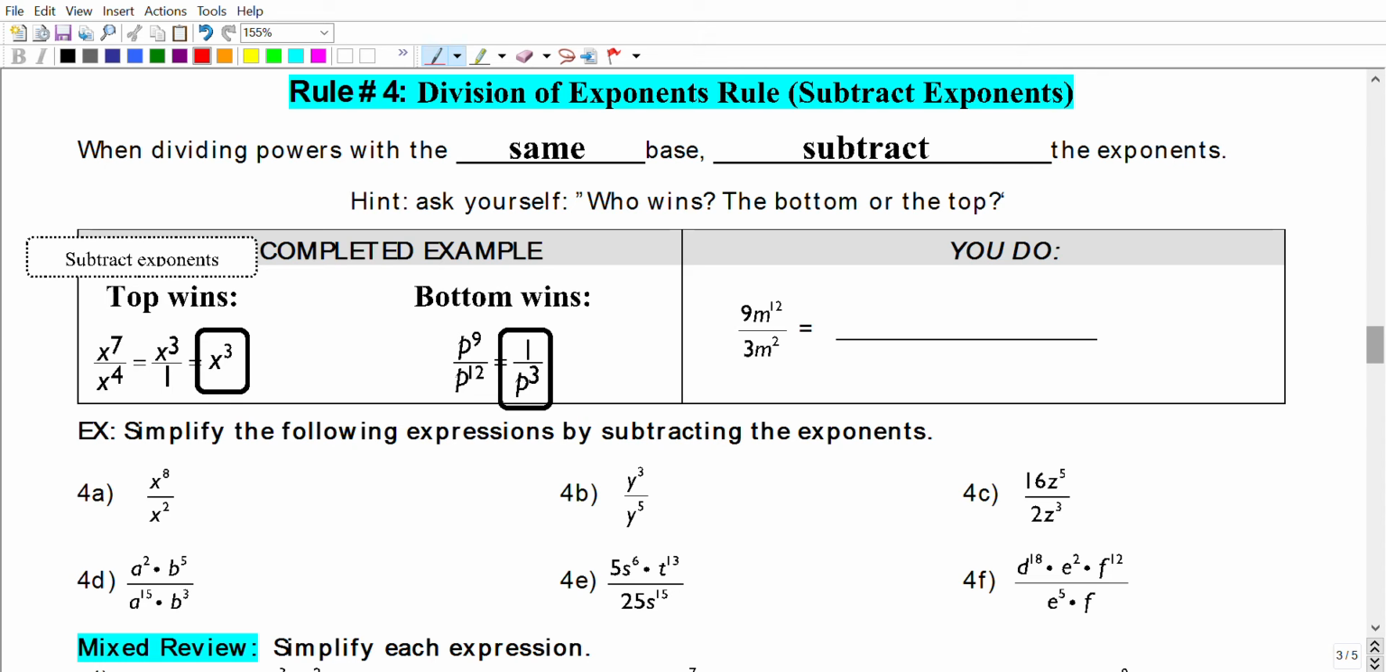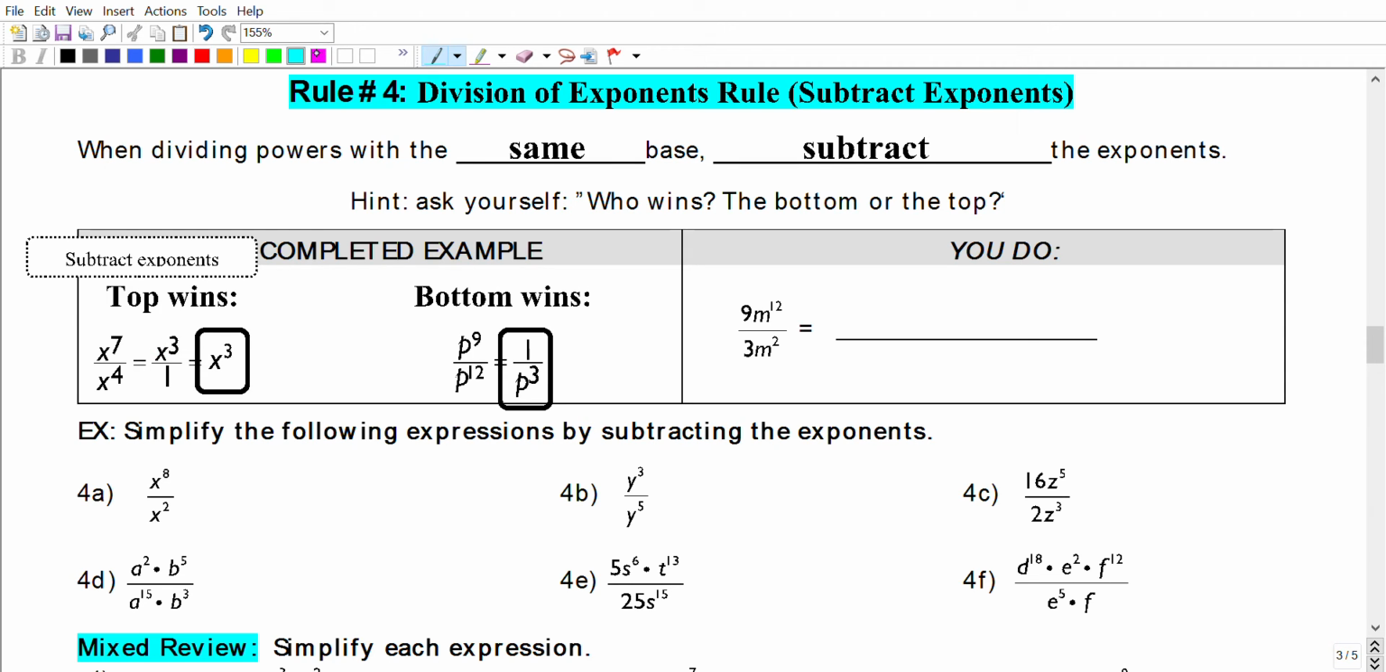All right. The first one says x to the 7th, so just so we're on the same page here, this is the problem I'm looking at. X to the 7th over x to the 4th. We're going to ask ourselves that same question. Who wins here? Does the top have more x's or does the bottom have more x's? Well, the top does, right? X to the 7th is obviously bigger than x to the 4th. How many more does the top have than the bottom? It has exactly 3 more.